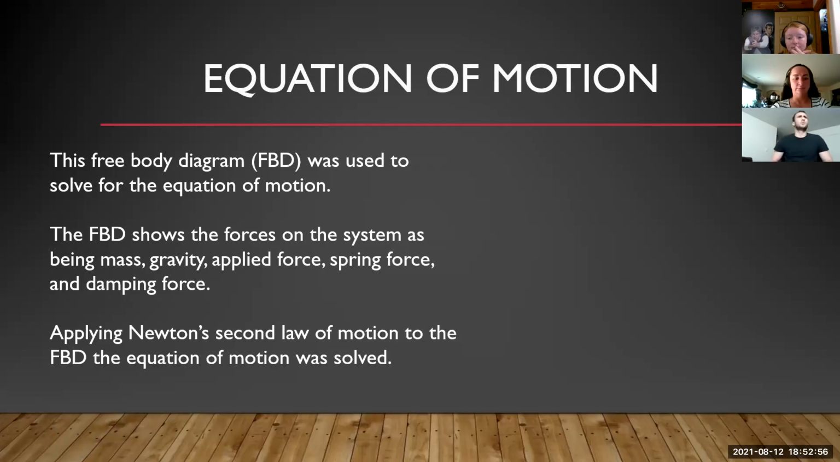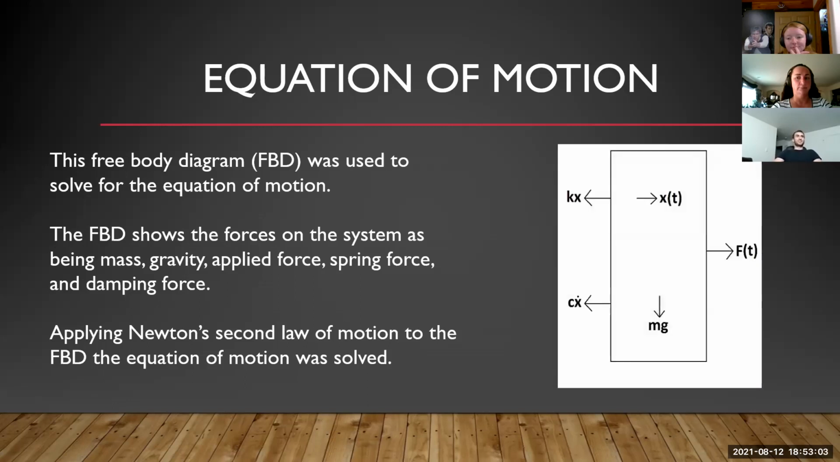To solve for the equation of motion, this figure was used. The free body diagram shows the forces that act on the system: mass, gravity, applied force, spring force, and the damping force. By selecting the equilibrium as a reference, mass times gravity was ignored in the derivation of the equation of motion. Using the remaining forces and applying Newton's second law of motion, the equation of motion was then derived.